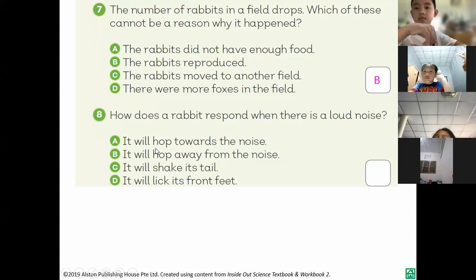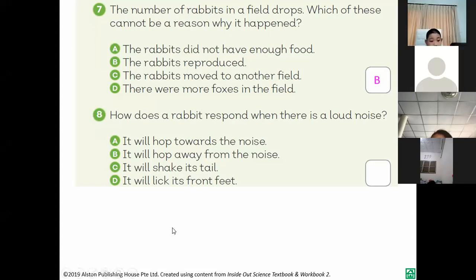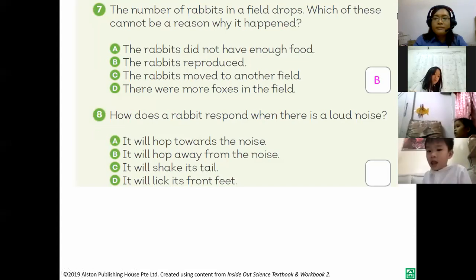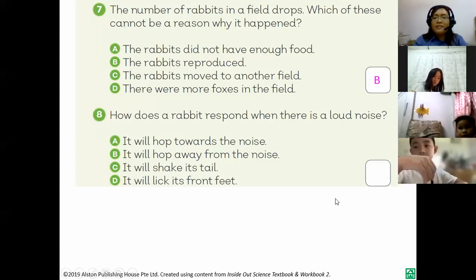Letter A, it will hop towards the noise. Letter B, it will hop away from the noise. Letter C, it will shake its tail. Or letter D, it will lick its front feet. What is the answer? What do you think? What do you think is the answer?